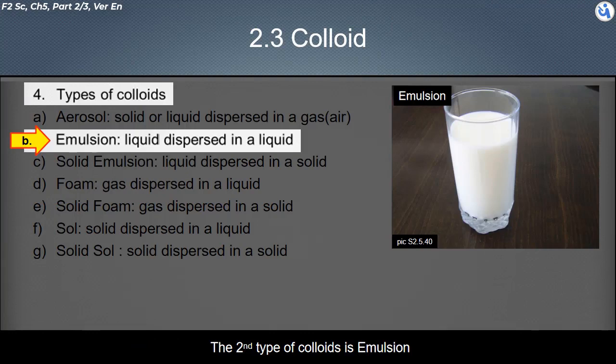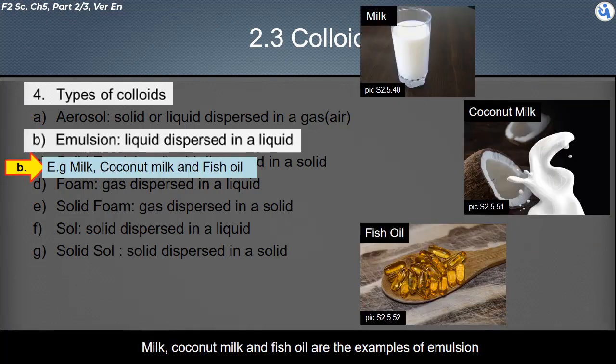The second type of colloids is emulsion. Emulsion is a mixture of a liquid dispersed evenly in a liquid. Milk, coconut milk, and fish oil are the examples of emulsion.